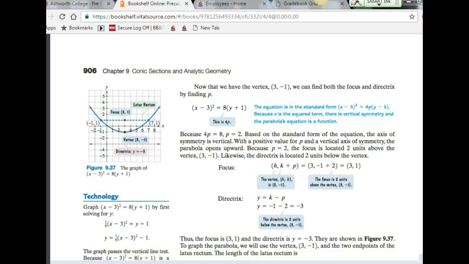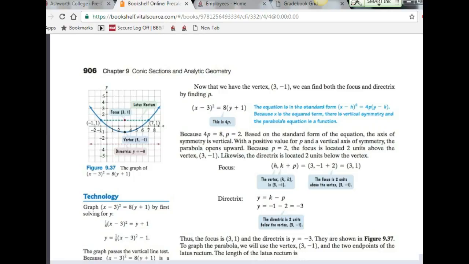And then you can always just sketch your parabola. The parabola always curves around the focus, or in the direction of it, and it will never cross the directrix. Think of that as a barrier line that the graph will never cross. Okay, so that's how you do it.